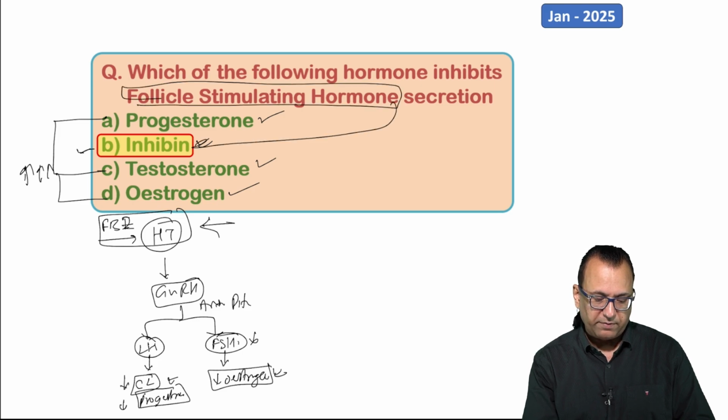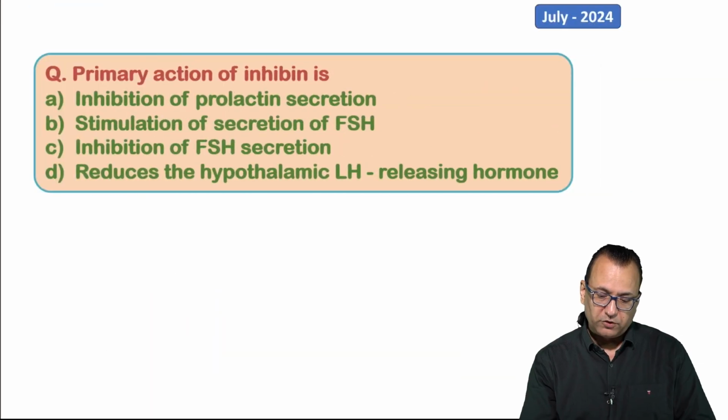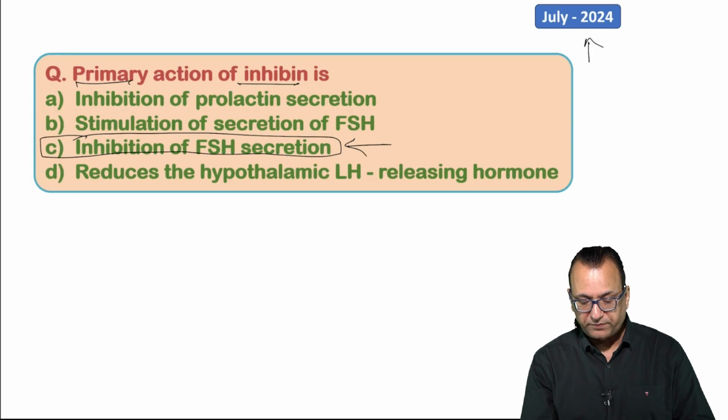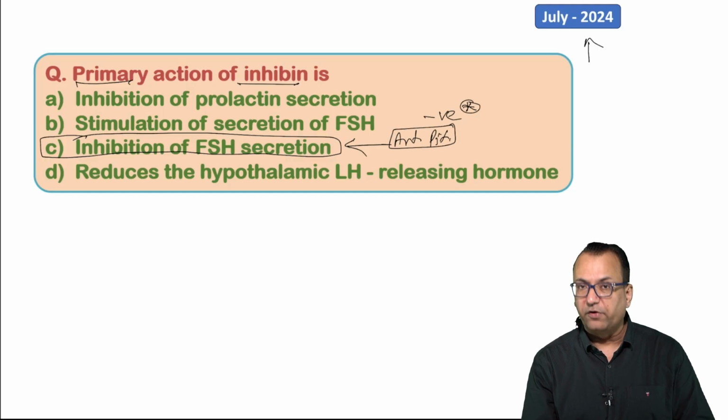So for FSH, we'll keep our answer as inhibin, choice B. Now as you see, July 2024, primary action of inhibin. So we already have seen the inhibin is to inhibit the follicle stimulating hormone, which was being done by anterior pituitary. It actually is giving a negative signal to the anterior pituitary.